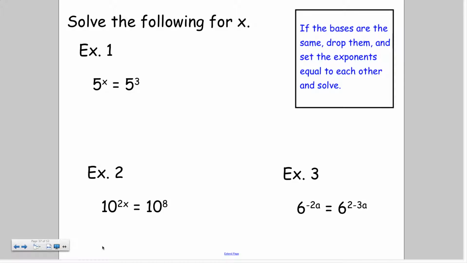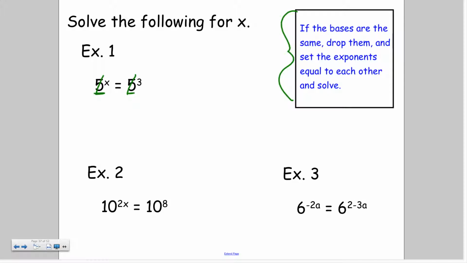All right. So example 1, we have 5 to the x is equal to 5 cubed. Now this is my base, this 5. And my exponents are the x and the 3. All right? Now if you read in the little box that's up here, it says if the bases are the same, drop them. So our bases are the same, so we're going to drop them.